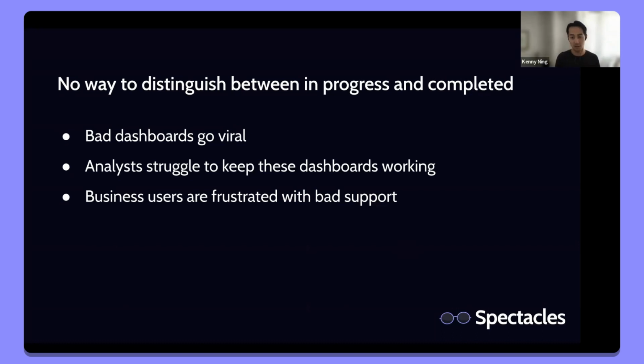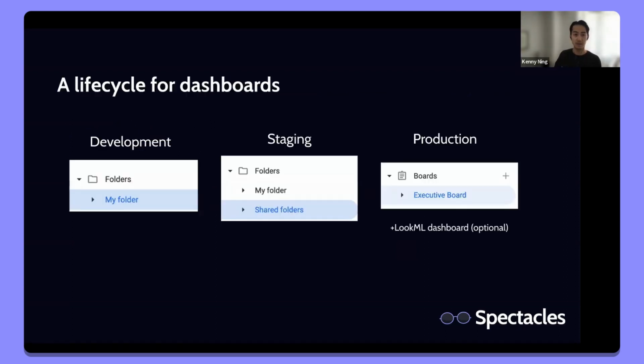At the end of the day, it's just another classic example of expectation mismanagement. Because there's no way to distinguish between in-progress and completed dashboards, it's hard to clarify the expectations of service that a particular dashboard has. There's no real framework of communication to have that conversation, especially with something like Looker. So I think the solution to avoid this is to implement some kind of life cycle for dashboards.